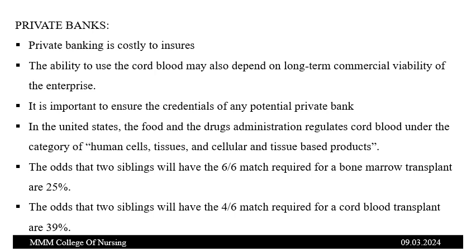In the United States, the Food and Drug Administration regulates cord blood under the category of human cells, tissues, and cellular and tissue-based products. The odds that two siblings will have the 6 by 6 match required for a bone marrow transplant are 20%. The odds that two siblings will have the 4 by 6 match required for a cord blood transplant are 39%.